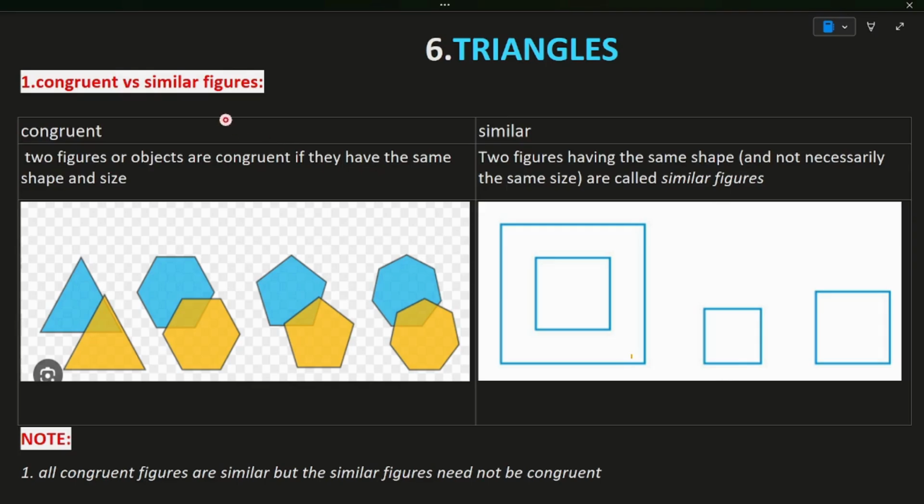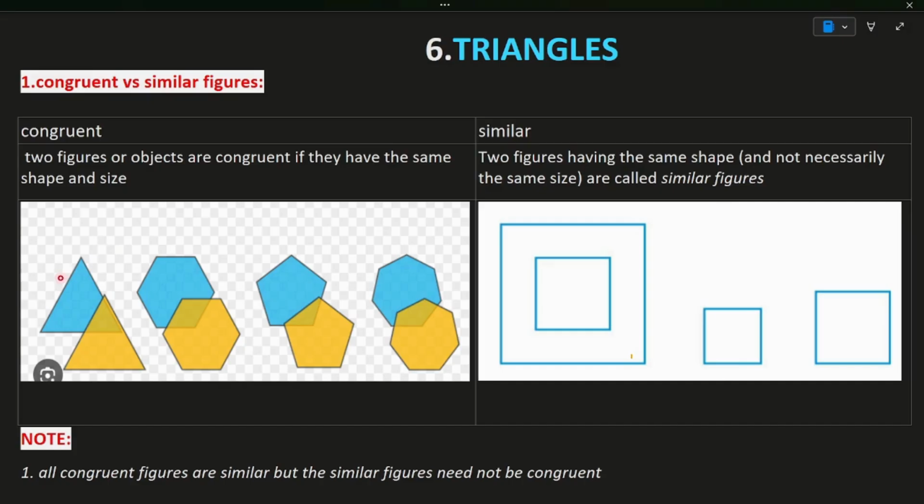Congruent versus similar figures. What is the difference between a congruent figure and a similar figure? Similar figures are any two figures having the same shape. For example, this is the small rectangle and this is the large rectangle. Both are the same shape, so we can call them similar figures. What is the congruency of any two figures? Simple. Two figures or objects are congruent if they have the same shape and size.